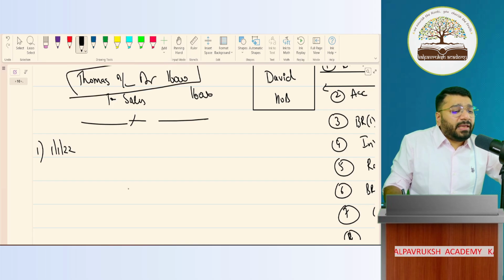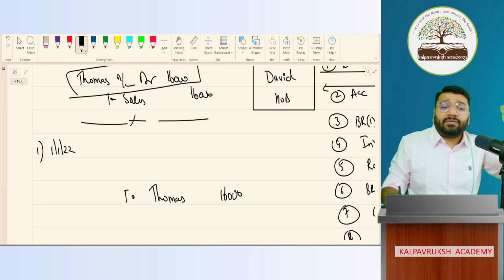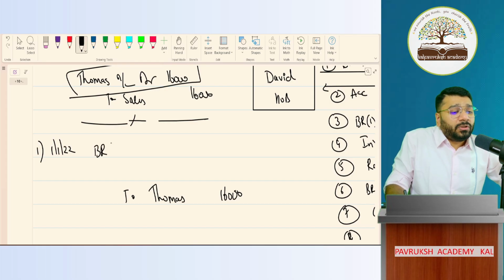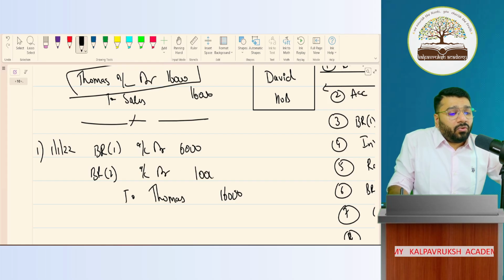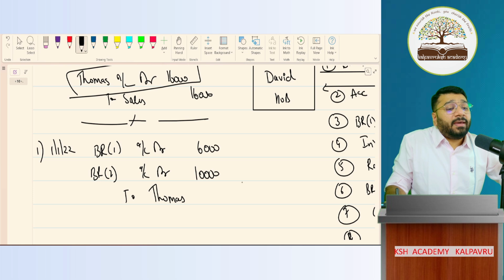Thomas has to be cancelled by giving credit. Reversal of debtor. Reversal of unsecured debtor. Thomas, how much? 16,000. Why? Because he has accepted 2 bills that we have drawn, BR1 and BR2. So BR1 account debit for 6,000 rupees and BR2 for 10,000 rupees. Okay, not okay.